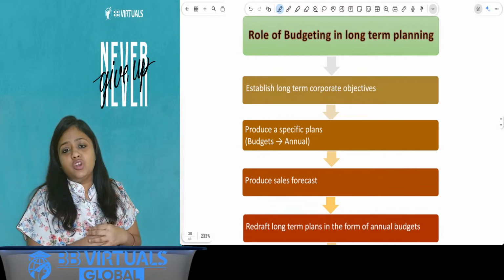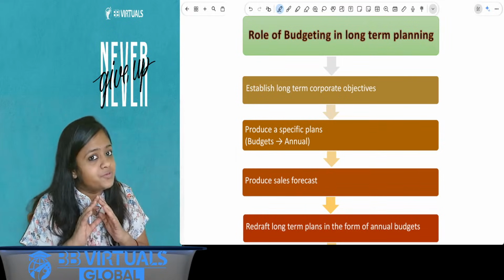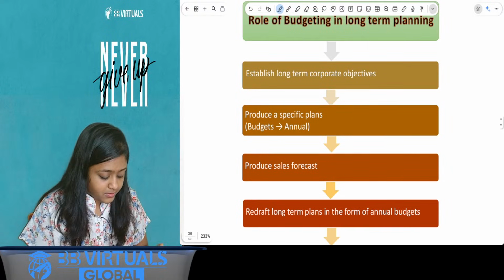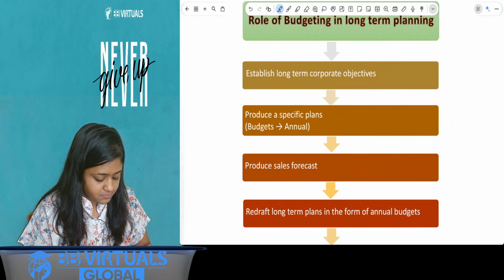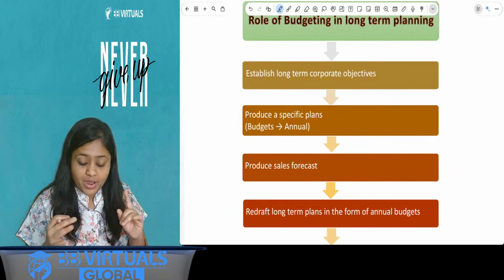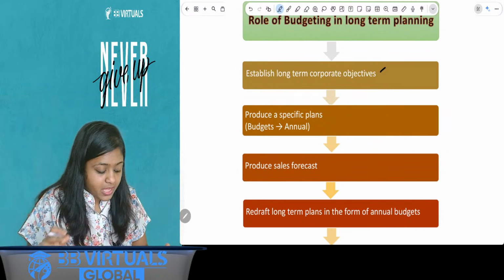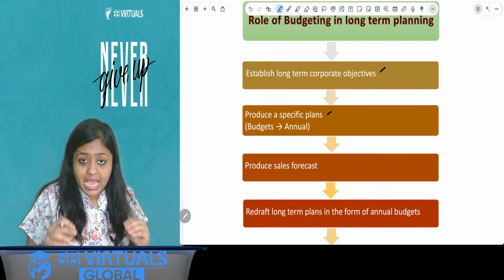Role of budgeting in long-term planning. Why am I discussing this? When you have MCQs, this becomes very crucial, so it is important to be discussed. Now, just 1 minute. Number one, the role of budget is to establish the long-term objectives. We have already covered. Number two, to produce the annual budgets.